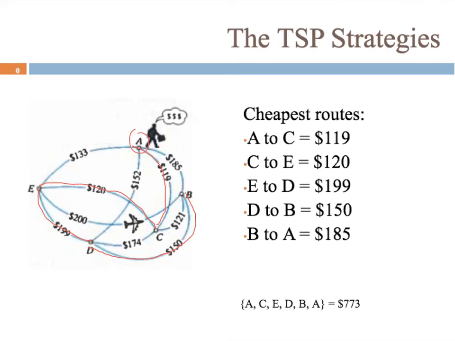And then now we're really left with no choice. We have to go directly back to A. We cannot go to any of the other vertices. So notice that B to C and B to D are much cheaper than B to A, but that's what we're left with. So we're going to go that 185 route back to A. We add all those up, we get 773.